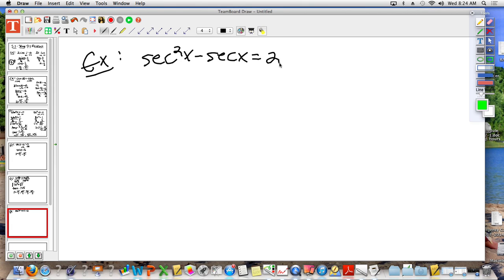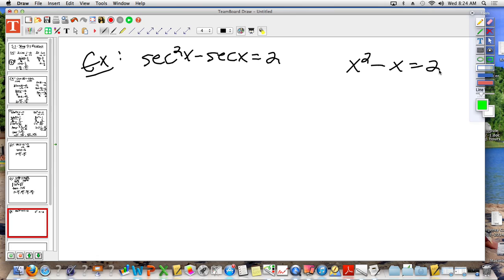I'm going to talk about this one in terms of x squared. So what if we have x squared minus x equals 2? What would you do there? You would add x. No, you just subtract 2. Yeah, that's what I thought. Isn't it just square root the whole thing?